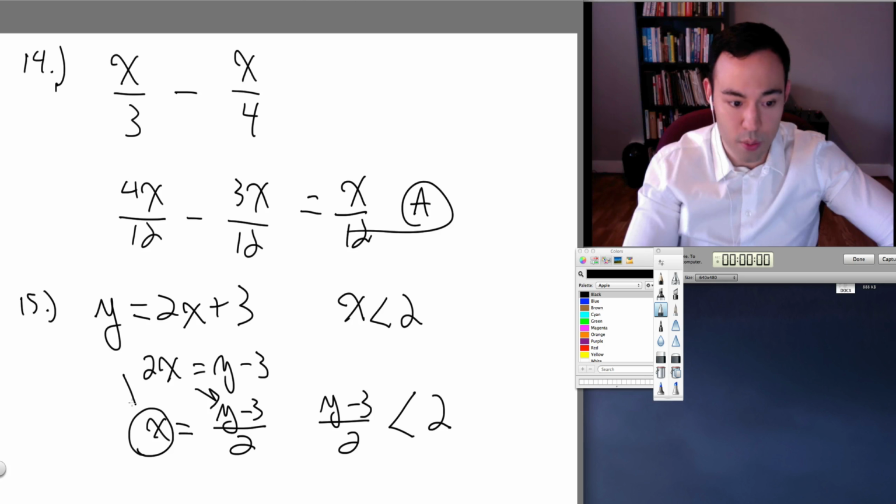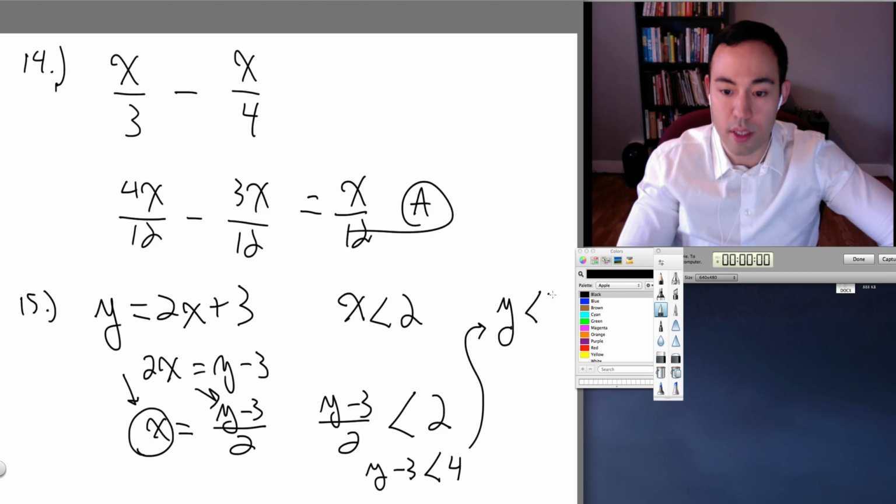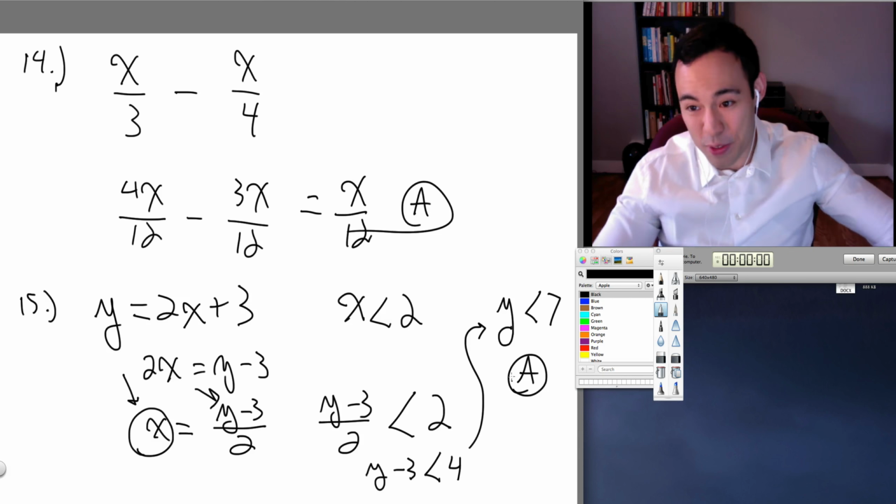And this is a little substitution I just made and turned this into an inequality. So let's continue. y minus 3 is less than 4. Let's re-continue up here. And then y is less than 7. And that's answer choice A. So that solves the problem the formal way.